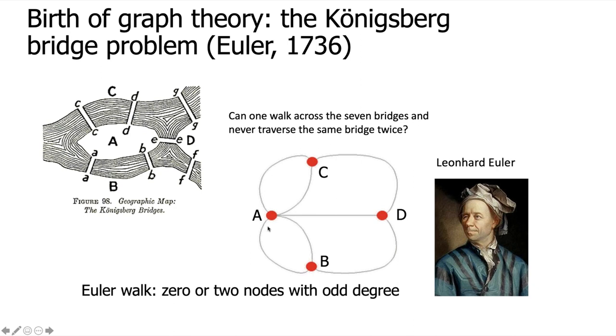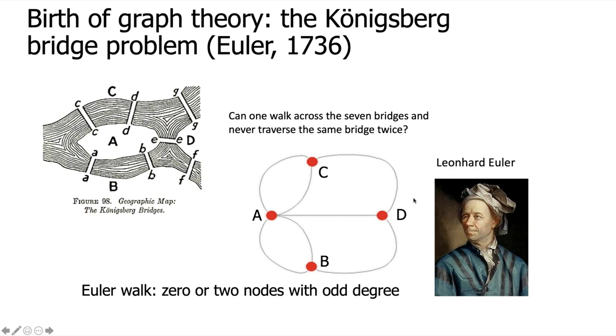So here, when you have 0 ones, you just enter a node and exit a node, and do that all the time. Or if you have 2, you just start and end in that vertex, and you would have your Euler walk. So that's how it all started.